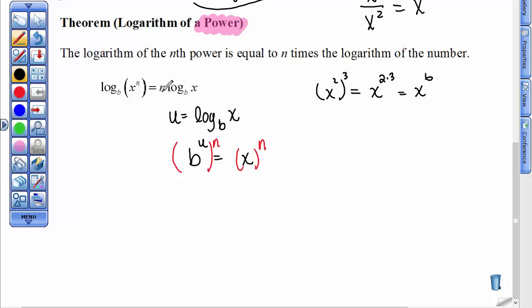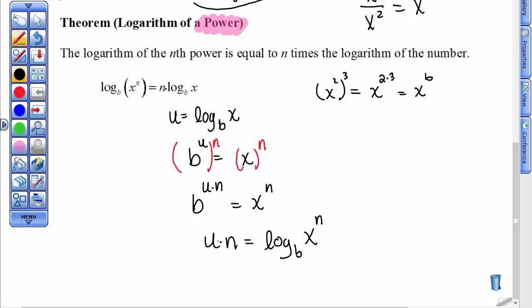This is called the power rule, and it becomes n times the log of x. So we multiply. But let's go back here. This is b to the u times n, and this is x to the n power. Well, I'm going to take this now and get it back into logarithmic form. So I'm going to let this be my exponent, this be my base. So un is my exponent, and b is my base, and this x to the n is what I'm taking the log of. But remember, way up here, I said u is equal to the log of x where the base is b.